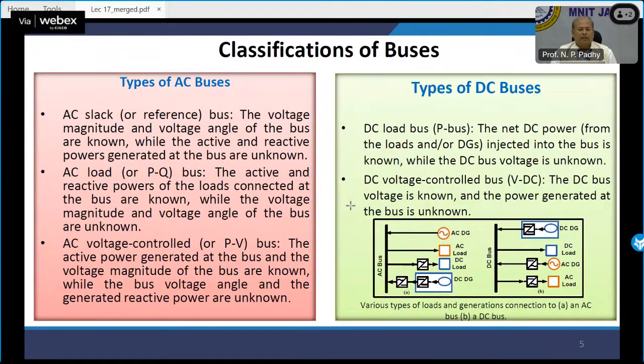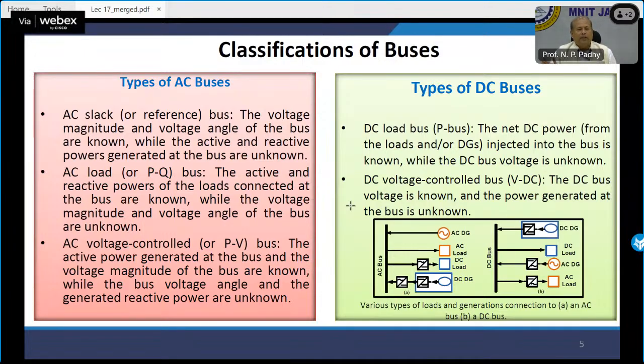Now, if you see the types of buses, in an AC system we had three types of buses. One is the PV bus, the other is the PQ bus, and the third is the slack bus. I hope you have not forgotten. So these are the three different types of buses in an AC system: PV bus, PQ bus, and reference bus or slack bus. What is a PQ bus? Where P and Q are known. What is a PV bus? Where P and V are known. What is a slack bus? Where V and theta are known.